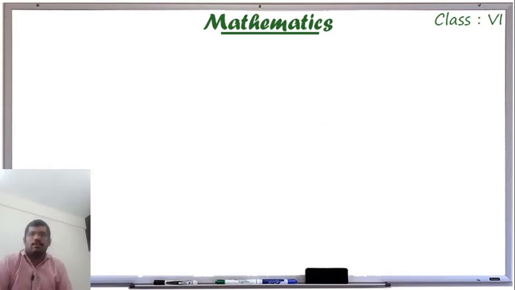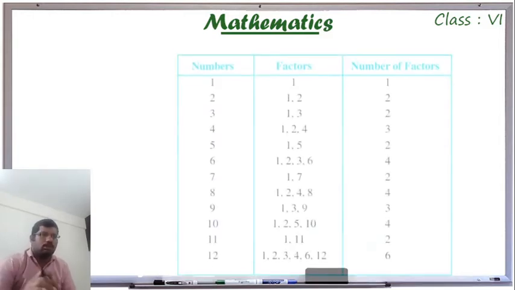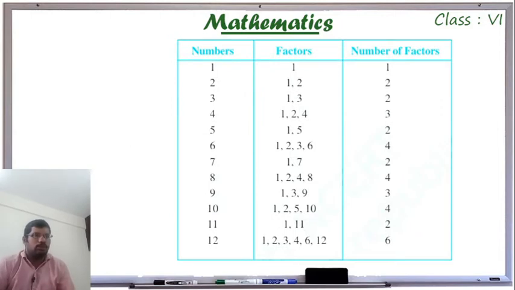And yesterday we studied factors. Today we are going to study two things: one is prime numbers and the other is composite numbers. Before that, you must make sure you are well aware of factors. Yesterday you did 1 to 12 and found the factors of the numbers 1 to 12.